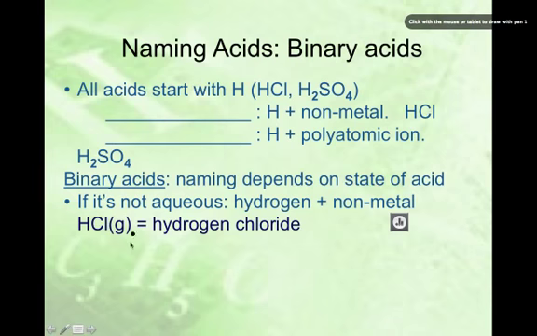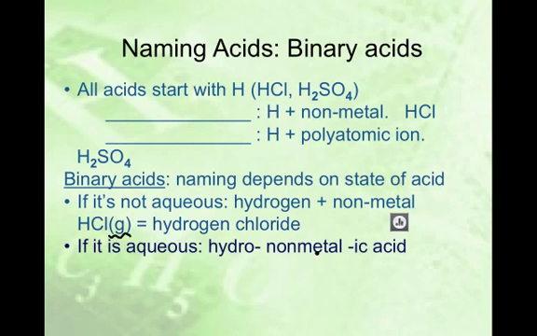Okay, so here's an example, HCl. If it's not aqueous, it might have a G behind it, which stands for the gaseous phase. Then we just call it hydrogen chloride, because that's covalently bonded if it's a gas, and it's two nonmetals. And if it is aqueous, then we have to name it this way. We put hydro in the beginning, then we name our nonmetal, then we put ic at the end.